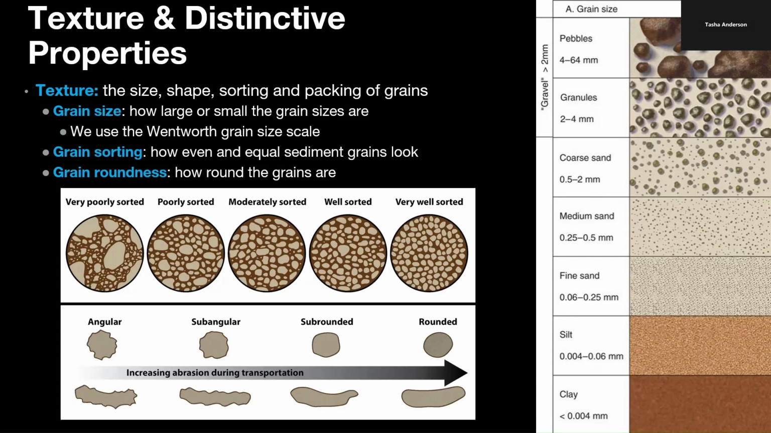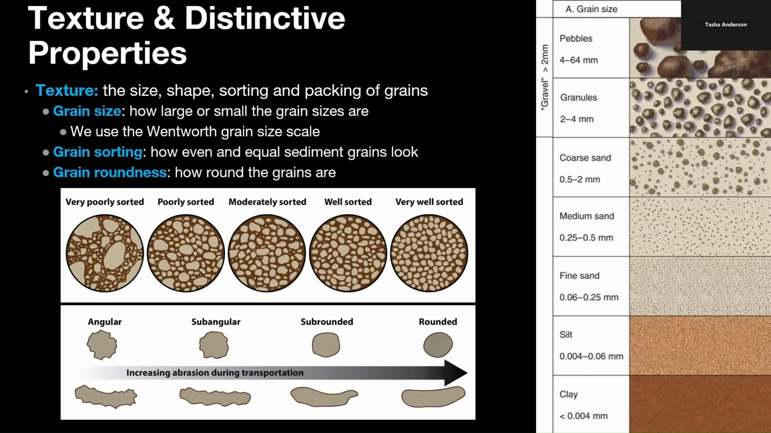Next, we look at grain sorting, which describes how even and uniform the sediment grains are within a rock. In a poorly sorted sample, you can see very small grains mixed with much larger ones. In a well-sorted sample, the grains are all about the same size.